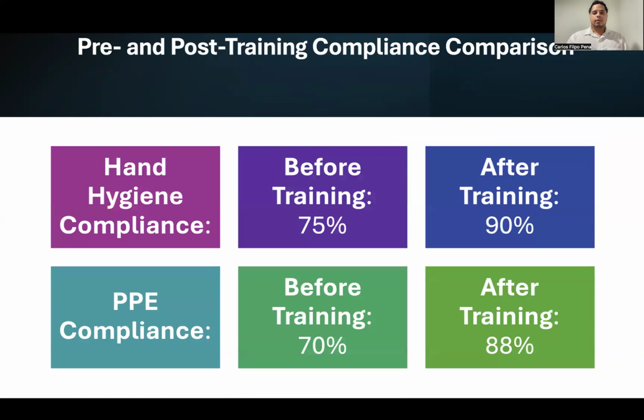The pre and post training audits provided a clear picture of the program's impact. Hand hygiene compliance improved from 75% to 90%, while PPE compliance rose from 70% to 88%. These increases show that the training effectively addressed the identified compliance gaps, particularly in key areas that directly reduce infection risk.